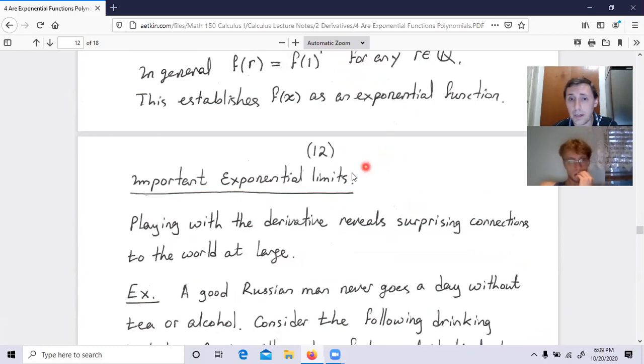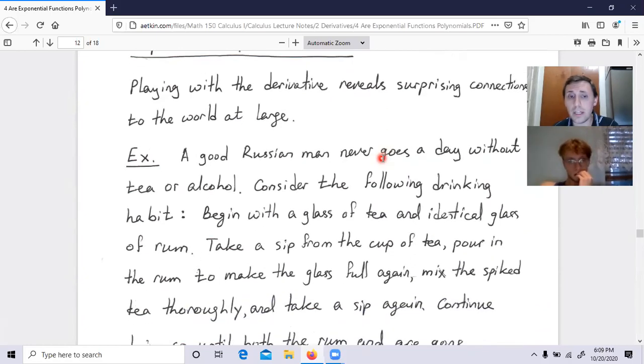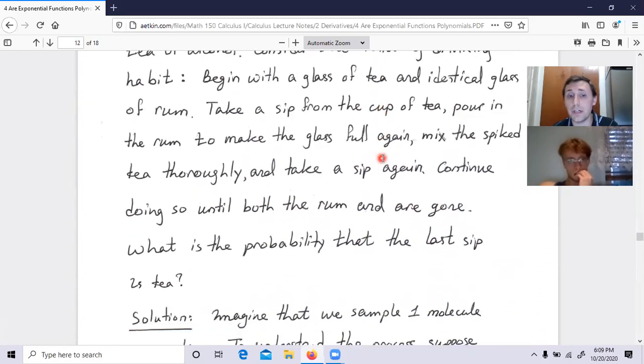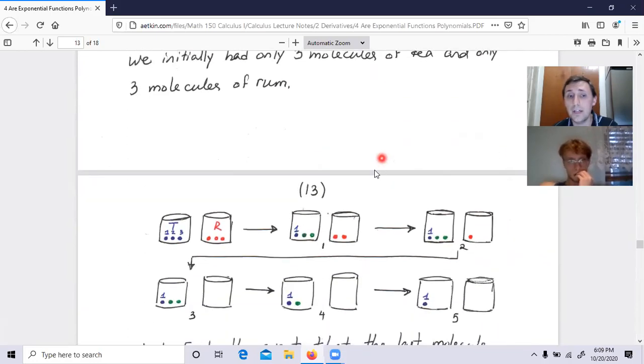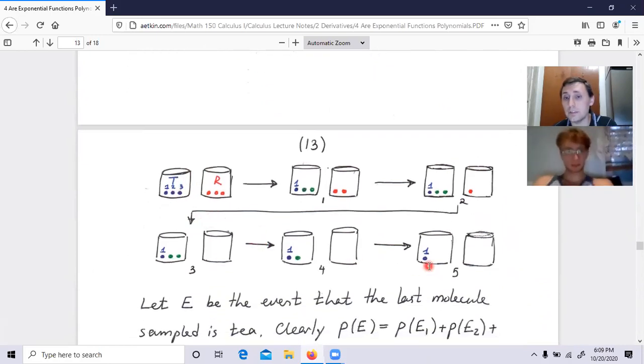is the other part of this function, is that we need to also understand exponential limits. Okay, and then we already mentioned this problem, right? So we have this glass full of tea and another glass full of rum, and we sample one molecule from this glass and then replace it with a molecule from the second glass. And we continue sampling until no molecules are left. And the question is, what's the probability that the last molecule removed happens to be tea?